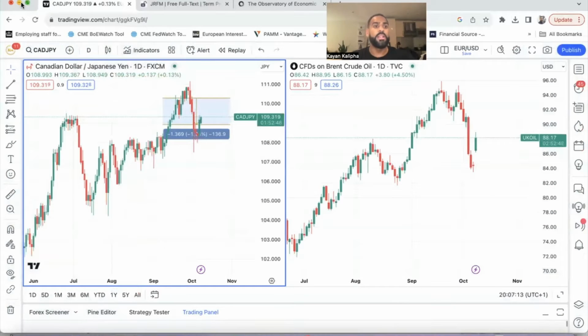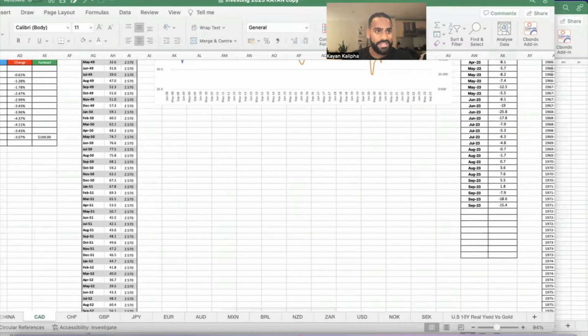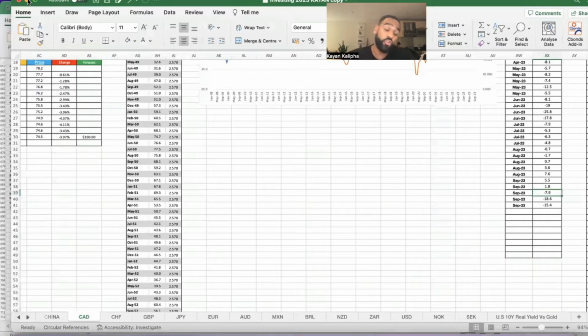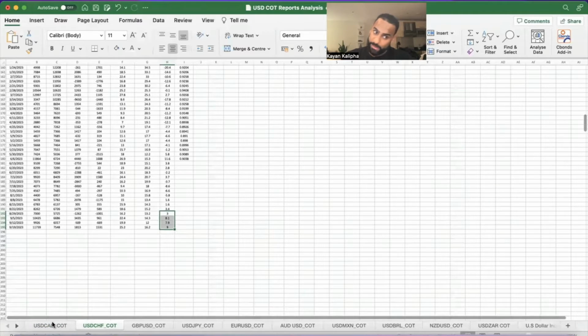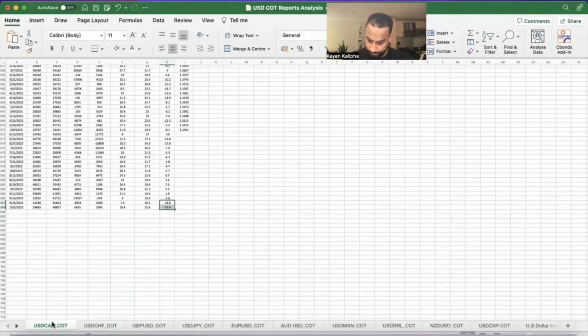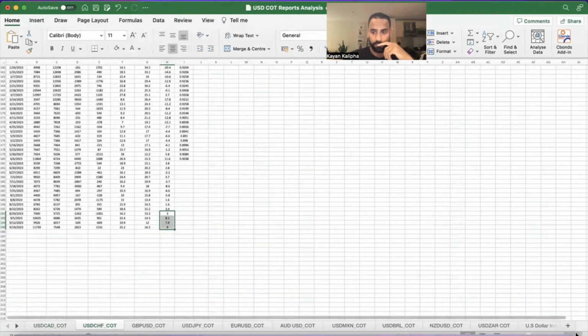CAD, JPY. All right, so currently markets are net sellers of Canadian dollars. So if we're going to trade the Canadian dollar, we have to always trade the currency based on oil prices. Otherwise, we should look at why the fundamentals are pointing towards a weaker Canadian dollar. Okay, and we'll go through that shortly. Let's just finish off this spreadsheet.